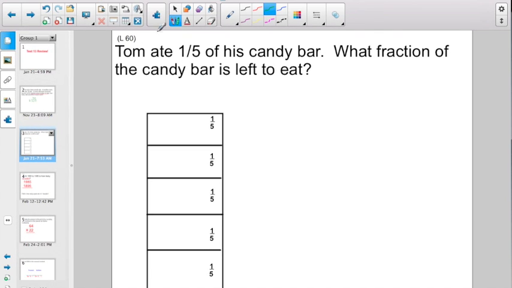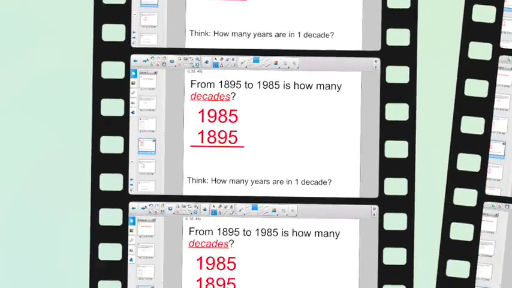Check out this one coming at us from lesson 60. Tom ate 1/5 of his candy bar. What fraction of the candy bar is left to eat? Well, if he ate 1/5 of it, how many fifths does he have left? Looks to me like he has 4/5, because you just count up how many fifths are left. There would be 4/5 left to eat.